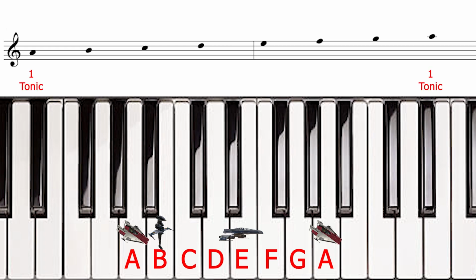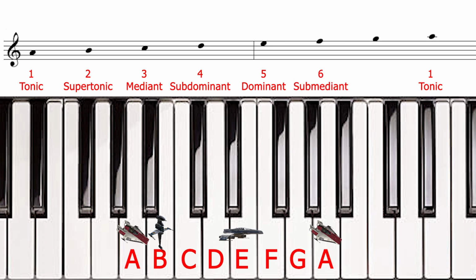Then the next note is 2, or the supertonic. The third scale degree is known as the mediant. The fourth scale degree is known as the subdominant. Then we get to the fifth scale degree and the dominant. And then the sixth scale degree, which is now just a half step above the dominant, is known as our submediant. And finally, our seventh scale degree, which has been lowered, is no longer the leading tone, but instead the subtonic.